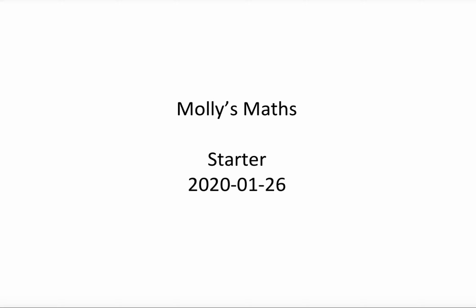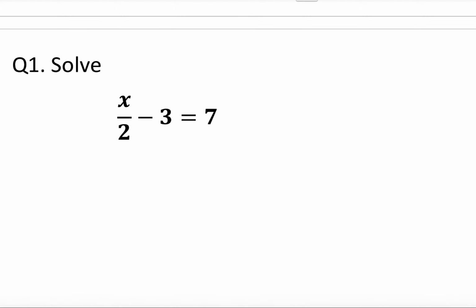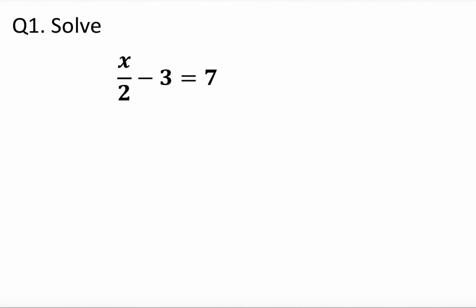Let's move on to question one. Question one. Right, solve x over 2 minus 3 equals 7. Right, so we just follow the rules and we've got to get x on its own to solve this equation. So what we're going to do is move the 3 to the other side.